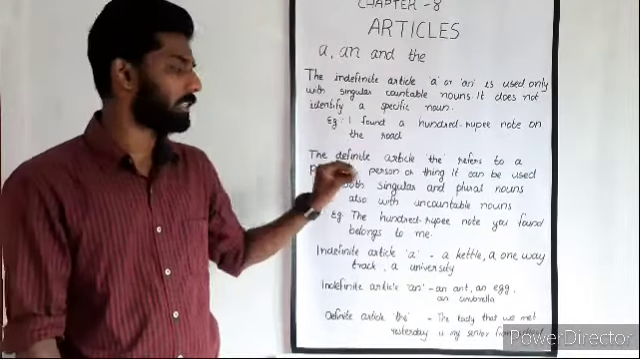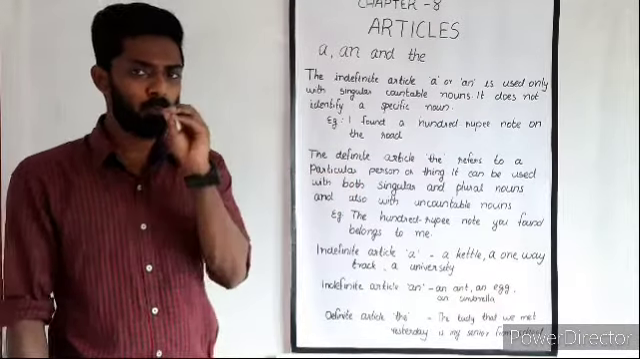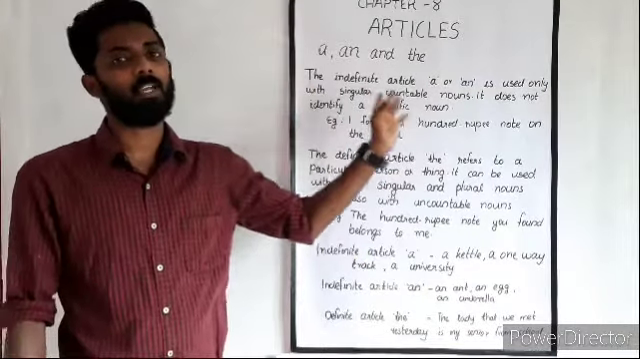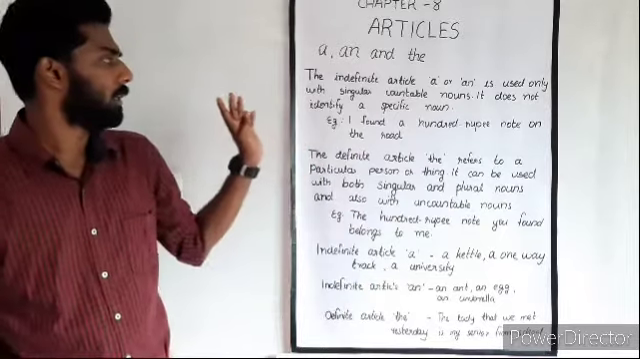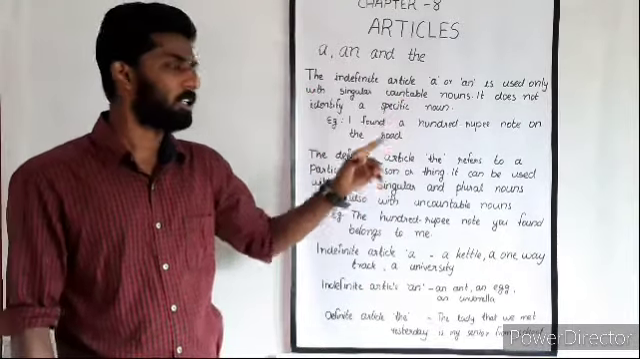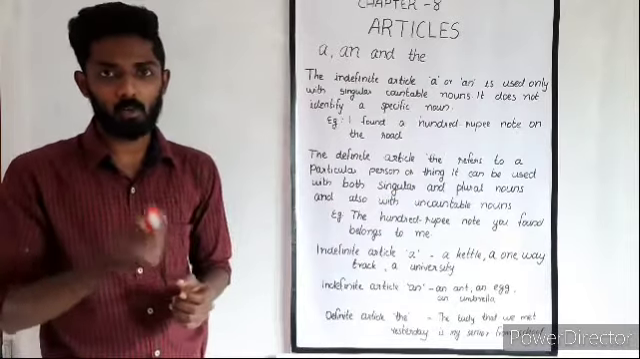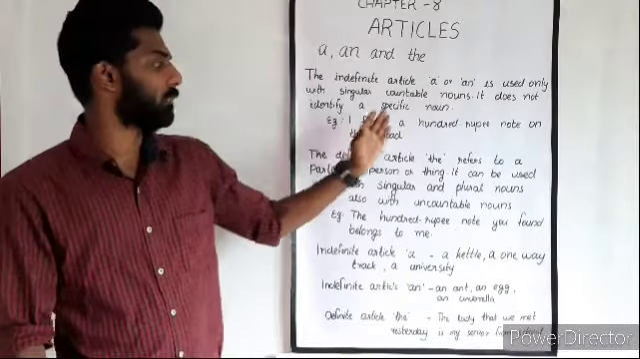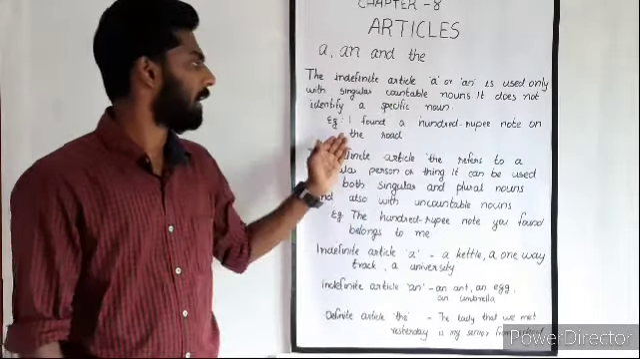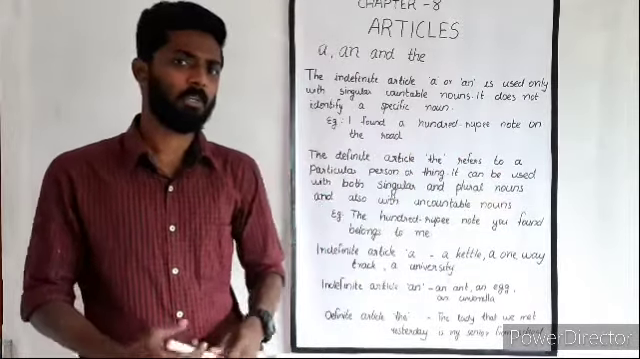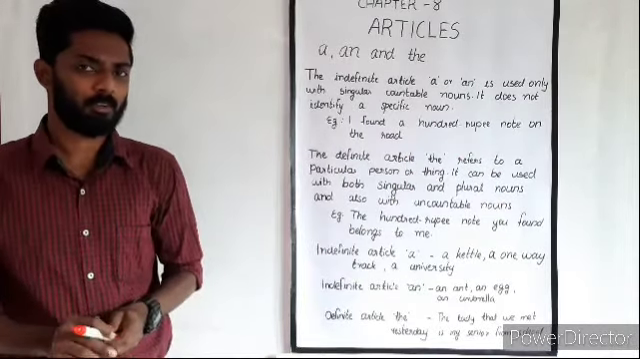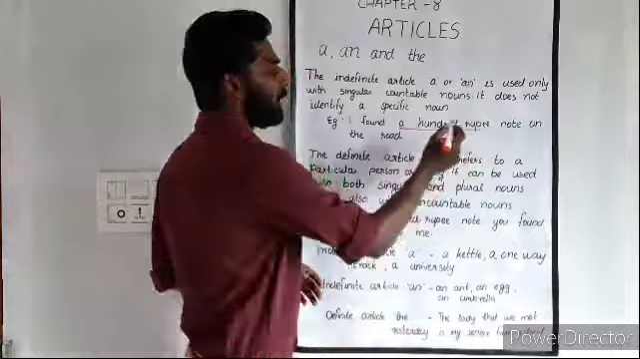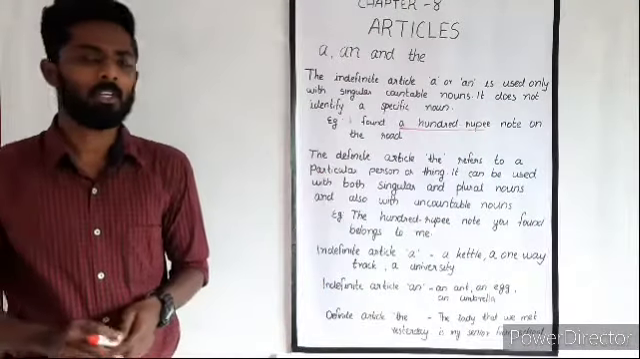I will explain these things in detail. Before we move on to the detail of the definite article, we will see the definition of the indefinite article. The indefinite article 'a' or 'an' is used only with singular countable nouns, and it does not identify a specific noun. For example, I found a 100 rupee note. So here, which is the indefinite article? It is 'a' in 'a 100 rupee note'.